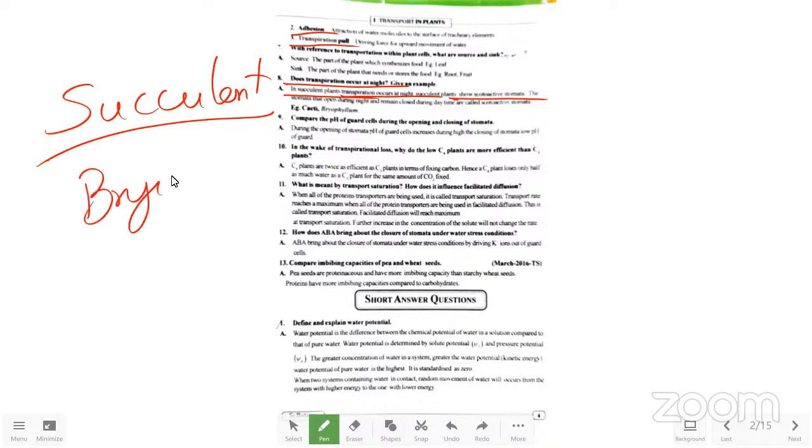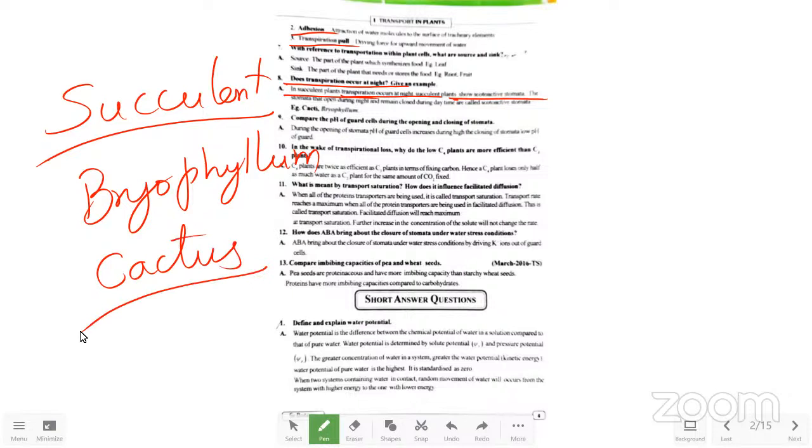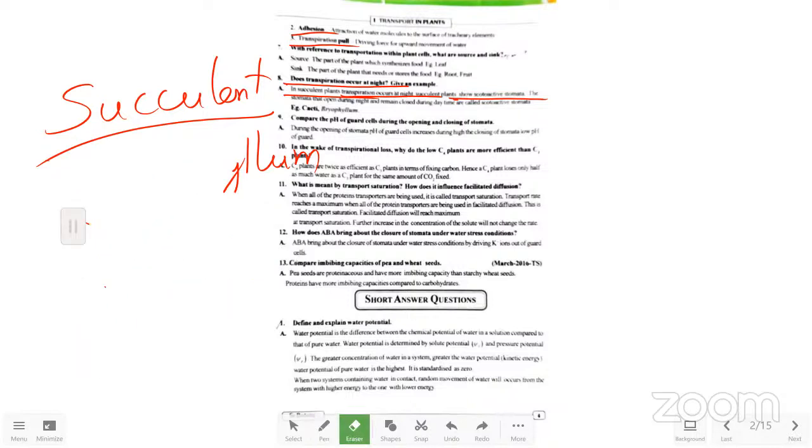Bryophyllum leaf. If you cannot remember this bryophyllum, then you can write cactus. Easy na? Opuntia, cactus. Anything you can write. And the next one.